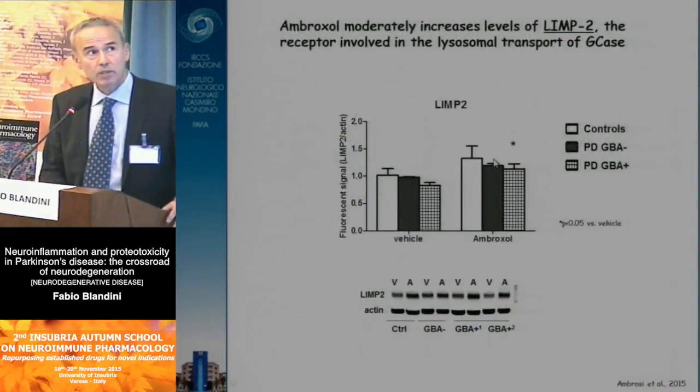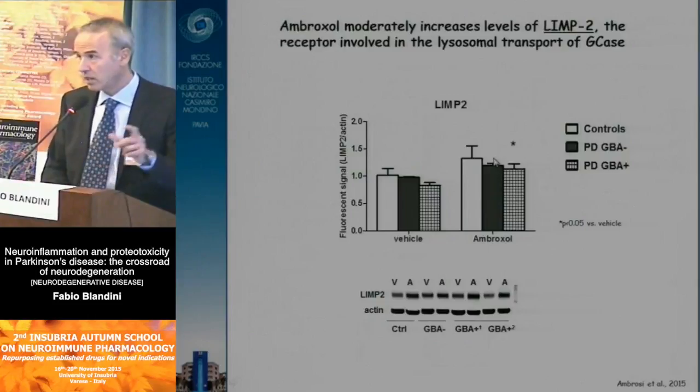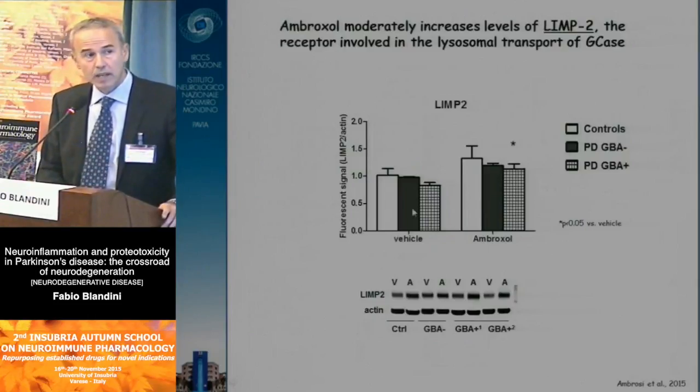And then LIMP2, the receptor involved in translocation of GCase from the endoplasmic reticulum to the lysosome. In basal condition, there were no changes. After Ambroxol, there was a moderate increase in the levels of LIMP2, which interestingly was significant just in the fibroblasts of patients carrying the GBA mutation.